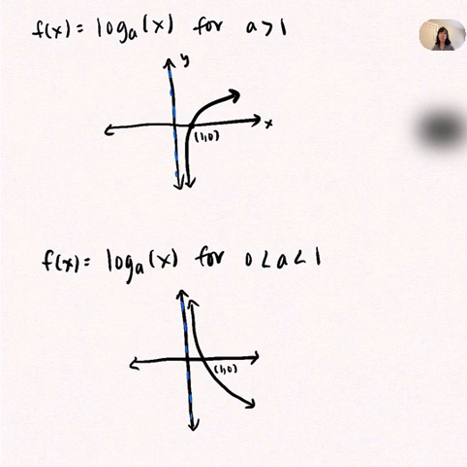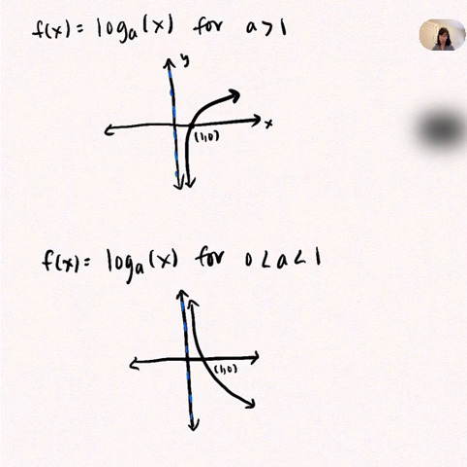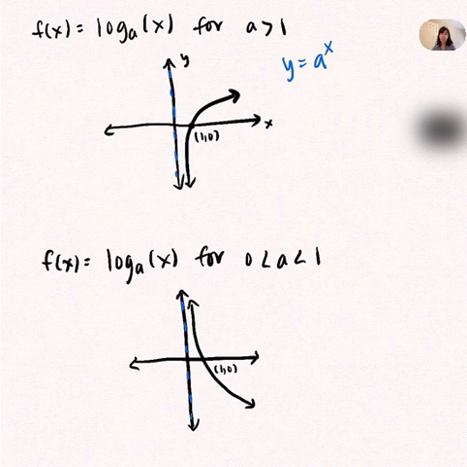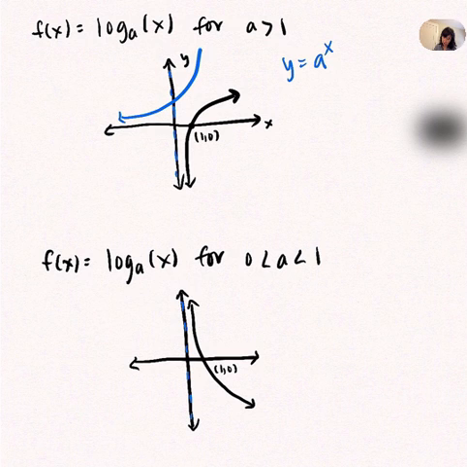It's useful to have these two graphs memorized, or just to know the general shape of them. Now let's talk for a minute about why they look this way. If you're looking at a log function base a, when a is bigger than 1, this is actually the inverse function to y equals a to the x, the exponential function when a is bigger than 1. And we know that that exponential function looks like this.